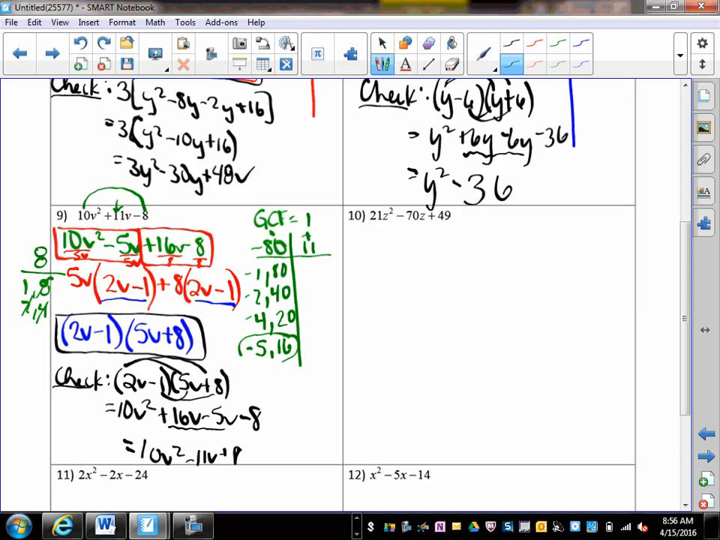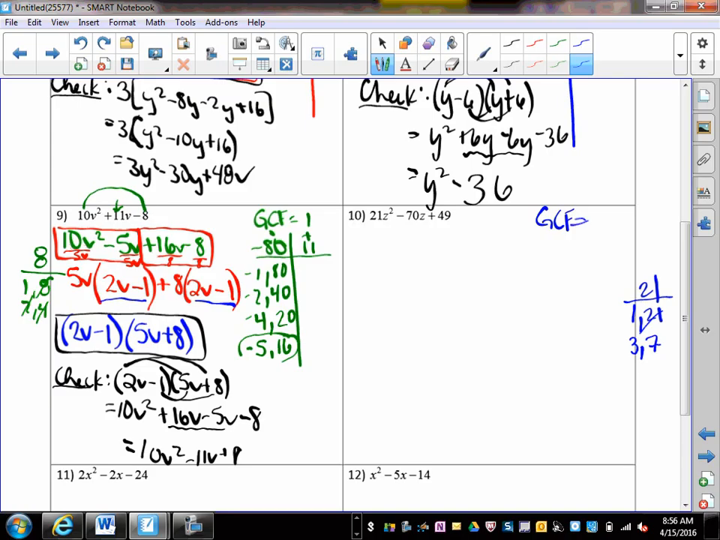Okay, next one. Number 10. Is it in standard form? Yes. What's my GCF? I agree. It's right. Well, let's take a look at our factors. Because we want to start with the smallest number, right? If I look at my factors of 21, I have 1 and 21, 3 and 7. 21's not going to go into 70. It's an even number. But 7 does go into all those.